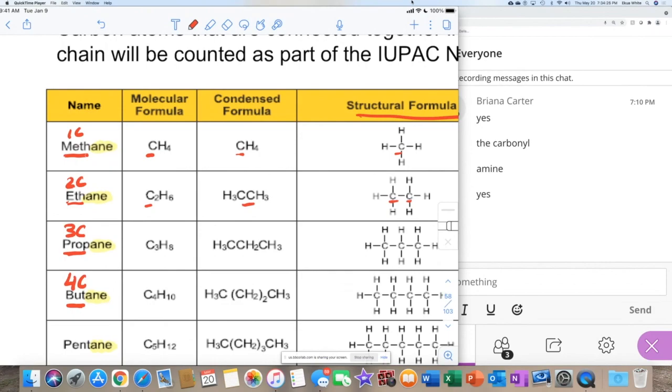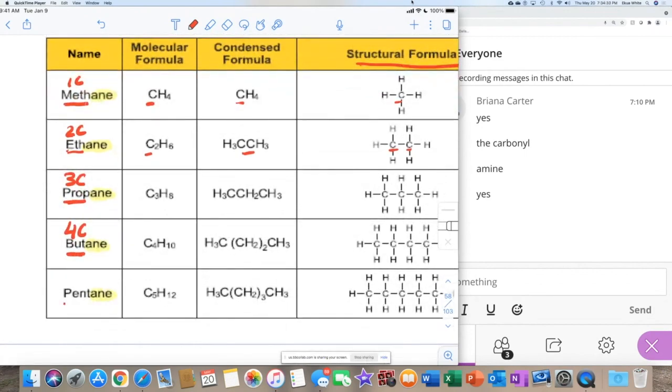I'm trying to think about anywhere else where we use butane. I can't think of it right now. If you can think of it, please share. But yeah, butane, four carbons. Pentane, five carbons. So meth, eth, prop, but, pent.